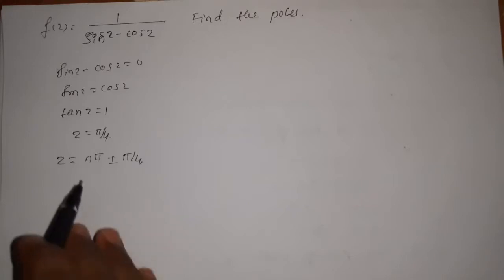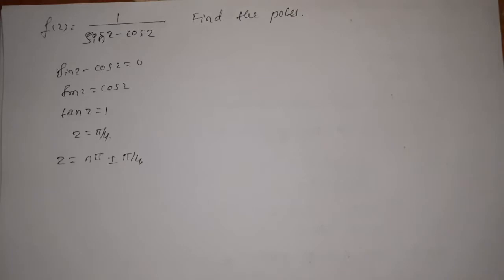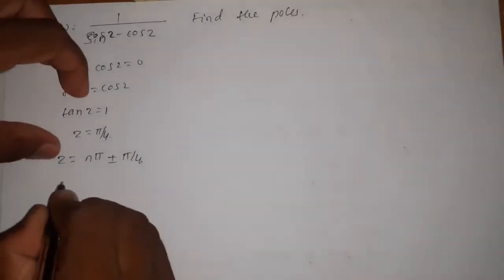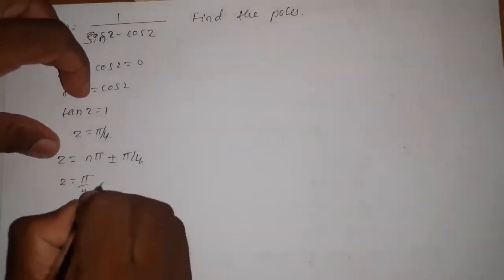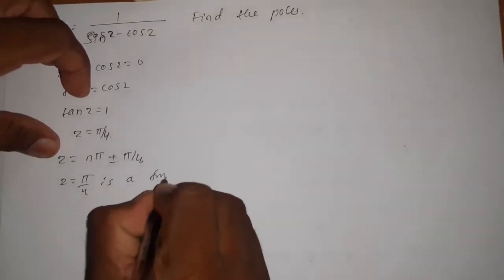So therefore here n is any integer, so it will give the value or pole which is a simple pole, because the power of sin z minus cos z is 1. So hence z equal to n pi plus or minus pi by 4 is the simple pole, or simply we can write z equal to pi by 4 is a simple pole.